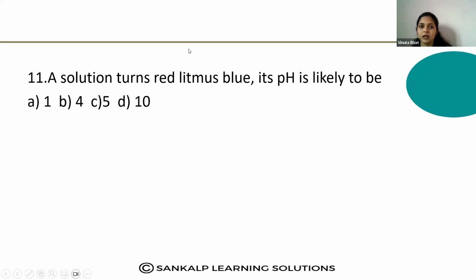Next question. A solution turns the red litmus blue. Its pH is likely to be option A 1, option B 4, option C 5, option D 10. Here 1, 4, 5 are all acids. The base which turns the red litmus to blue is option D, 10.